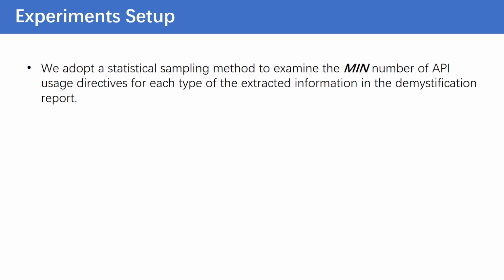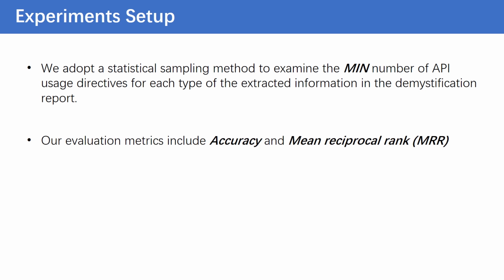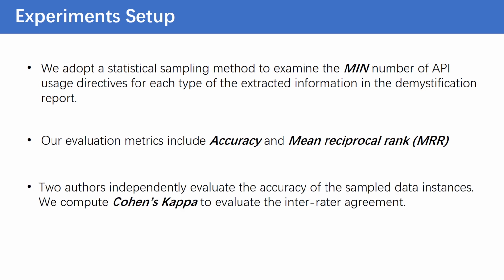After knowing our framework, let's show some experiments and results. We evaluate the quality of each step of our framework to make sure our approach is the most appropriate one. We adopt a statistical sampling method to examine the minimum number of API usage directives for each type of the extracted information in the demystification report. Our evaluation metrics include accuracy and MRR, and the two authors independently evaluated the accuracy of the sample data instances. We compute the kappa coefficient to evaluate the inter-rater agreement. For time limitation, please refer to our paper for more experimental setup details.